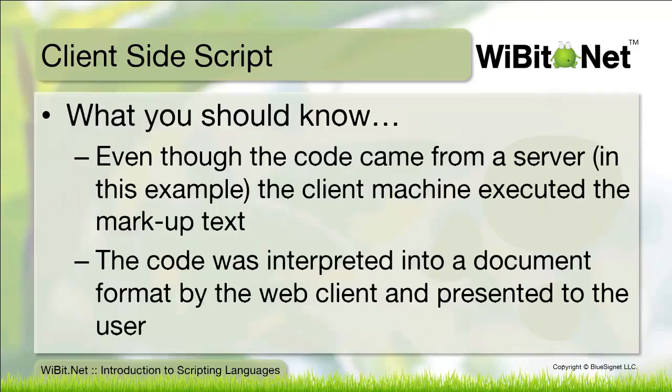So what should you know from this example? Even though the code came from a server, at least in this example it did, the client machine executed the markup text. The code was interpreted into a document format by the web client and presented to the user. So the server holds the blueprint. The browser itself is actually what's going to build it for you. And the server not only holds the blueprint, but it can generate the blueprint on demand given a dynamic circumstance. So you go to a bank website, it'll load up your banking information because you're logged in. And I go to the same website and I'm logged in. I get different content, but it's almost like it knows who you are.